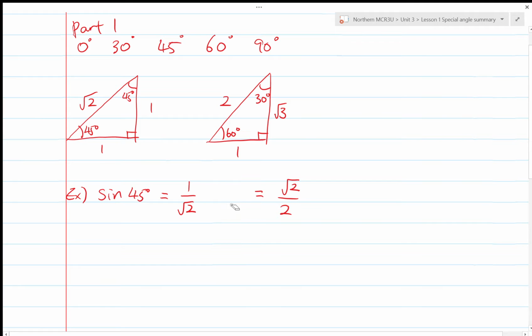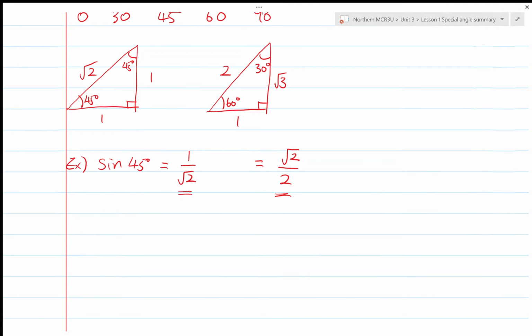So sine 45 degrees is either of those. Okay, you can actually give me either of the answers. I usually prefer this one because there's a pattern to it that I can show you probably in the class. Another example can be, what is then tangent 30 degrees, right?